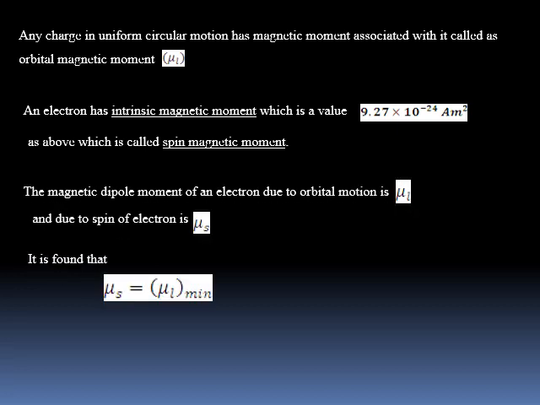Keeping electron spin in mind, we have to remember that there is also a spin magnetic moment given to an electron. If any charge moving in a circular path has orbital magnetic moment, if the charge has spin about its axis, it will also have a spin magnetic moment. And it was found that the spin magnetic moment of an electron is the same as the magnetic moment for the minimum value, that is your Bohr magneton.